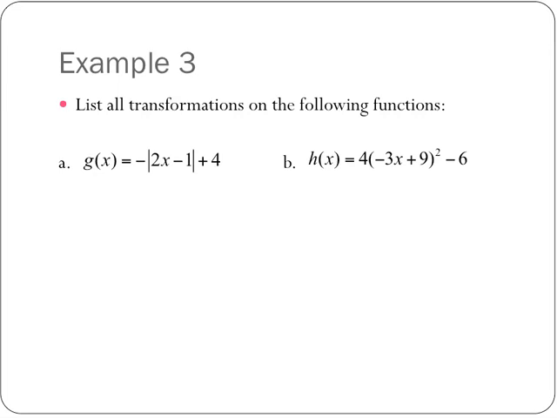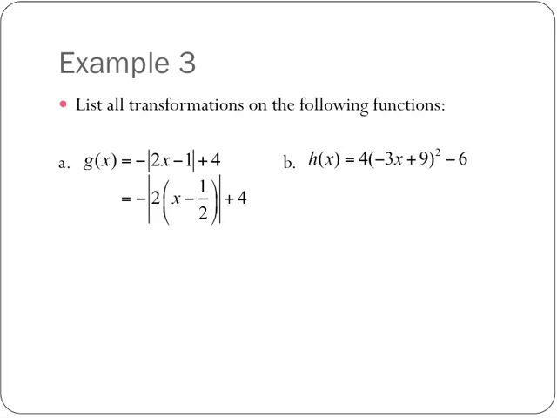When we factor out the 2, think of it as you're dividing everything inside of that function by 2. So this will be 2 parentheses x minus 1/2. Now we can list out all the transformations.